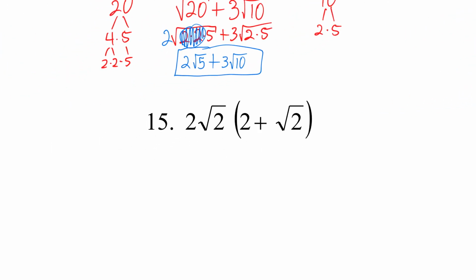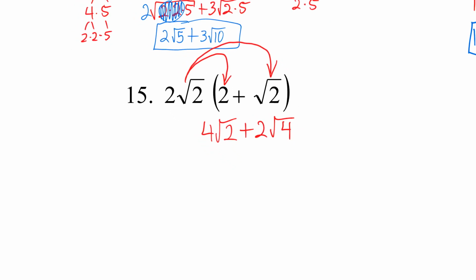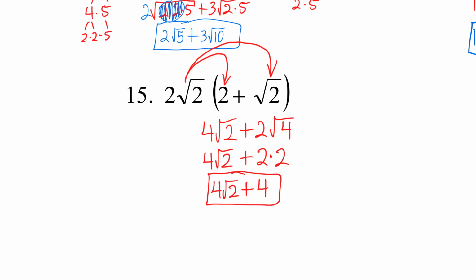Okay, then the last one. All right, 2 square root of 2 times 2 is what? 4 square root of 2. And then 2 square root of 2 times square root of 2 is what? 2 square roots of 4. Okay, can I simplify the square root of 2? Nope, there's nothing I can do there. Plus 2. Okay, what's the square root of 4? It's just 2. So I'm going to get 4 square roots of 2 plus 2 times 2, which is 4. And that's it right there.